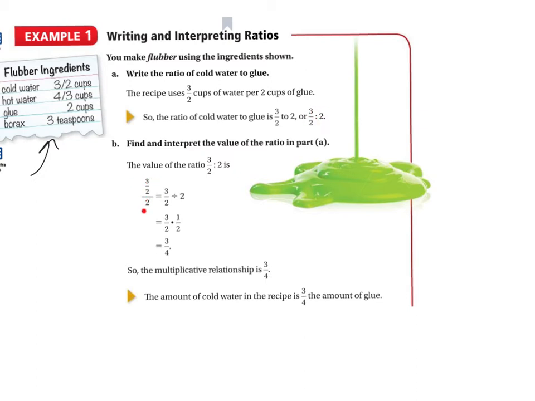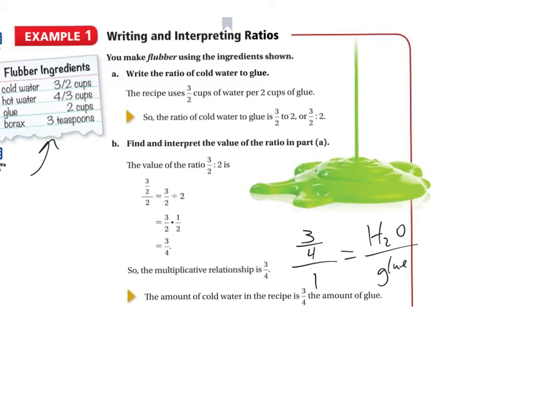Notice 3/2 to 2 is written as this complex fraction thing here, just 3/2 divided by 2. 3/2 times 1/2, keep, change, flip, is 3/4. So the multiplicative relationship, which is the fancy way of saying that there is 3/4 the amount of cold water as there is per, so in other words, 3/4 over 1, okay? So 3/4 would be the cold water, and 1 per 1, and I know I'm getting into unit rates here, but that's okay. That's what a multiplicative relationship is, per cup of glue.